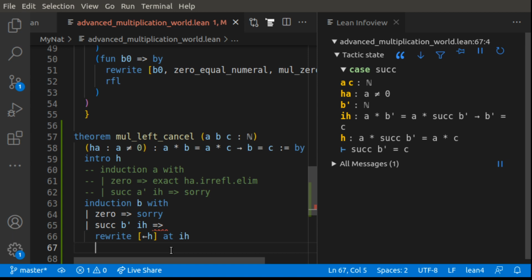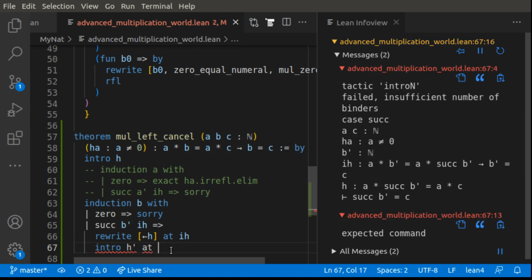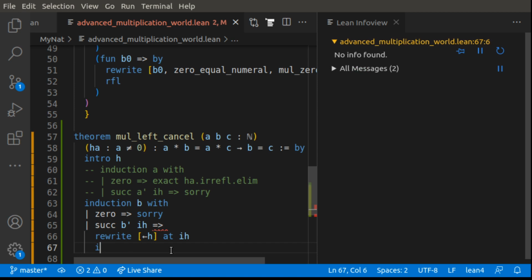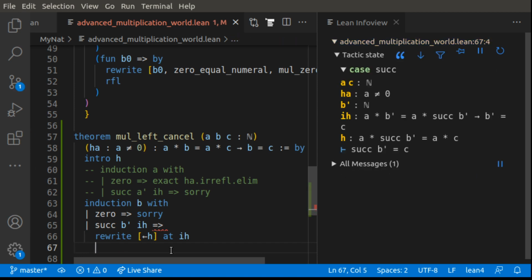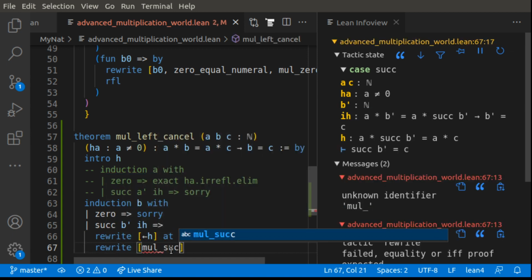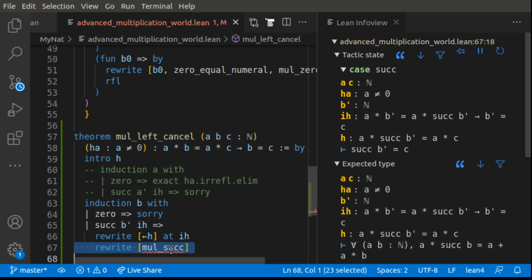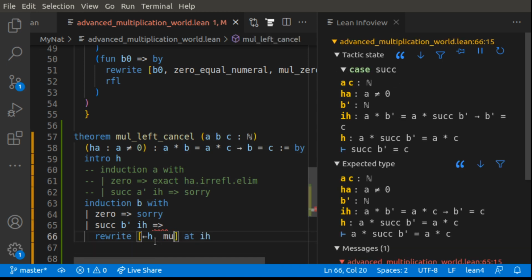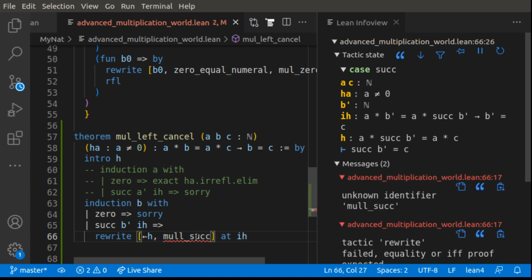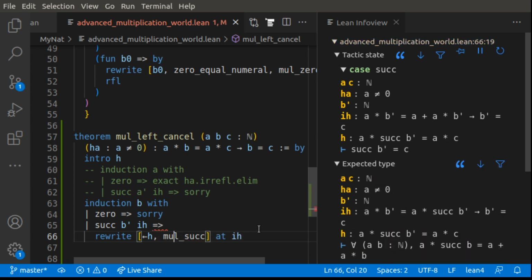Let's think. Can I do intro H prime at H? No. Rewrite mul_succ. I guess I could put that here. Mul_succ. One L. Okay.